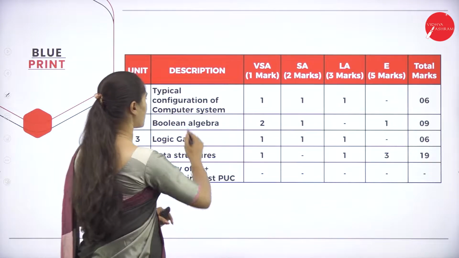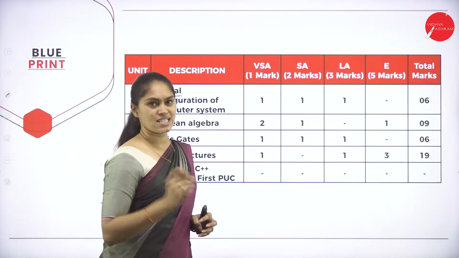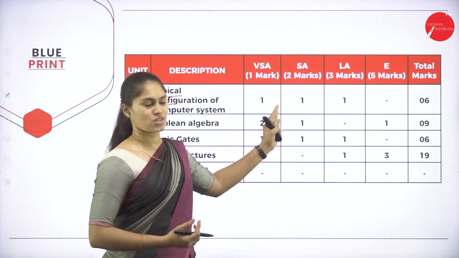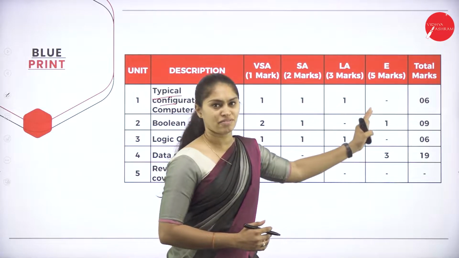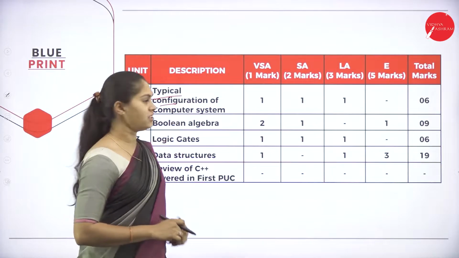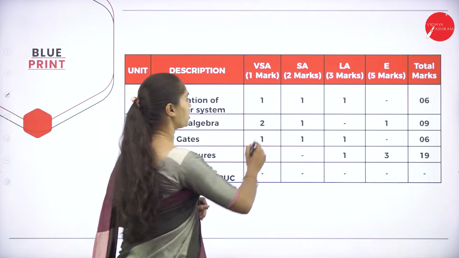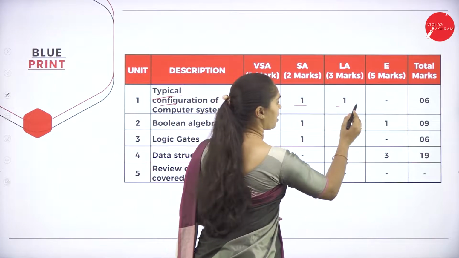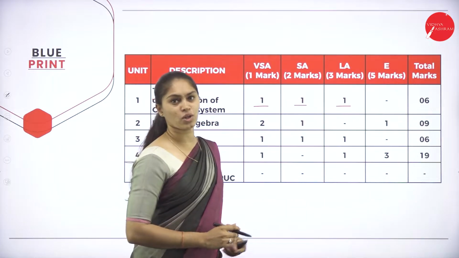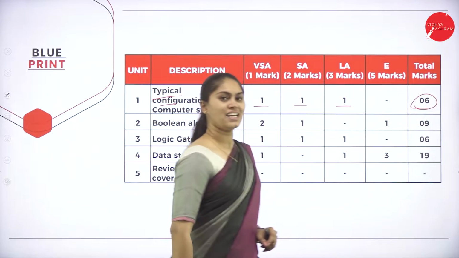Chapter 1 is the typical configuration of a computer system. Already we know the marks distribution, that is, we have 1 mark questions, 2 mark questions, 3 marks and 5 marks. In chapter 1, typical configuration of a computer system, you are going to get 1 question from 1 mark, 1 question from 2 marks, 1 question from 3 marks, and there is no 5 mark question. From this chapter, totally you can expect 6 marks.